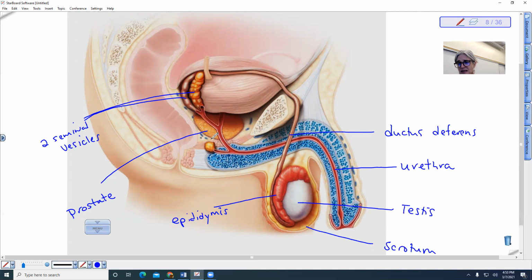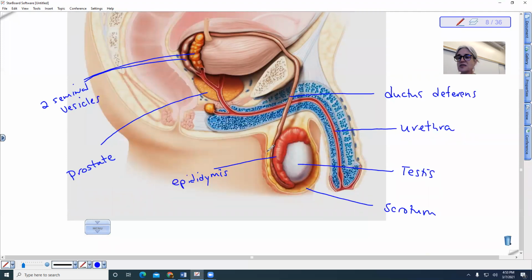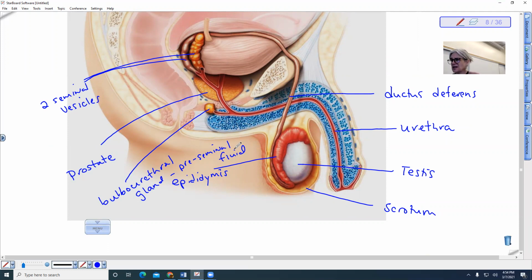When we look at this, this is also a gland. This is an interesting gland. This is the bulbo-urethral gland. And this is what produces the pre-seminal fluid. That pre-seminal fluid happens before ejaculation, and it functions to clean out the urethra, to remove any acidic urine, which could also be detrimental to sperm. And it also helps to lubricate.